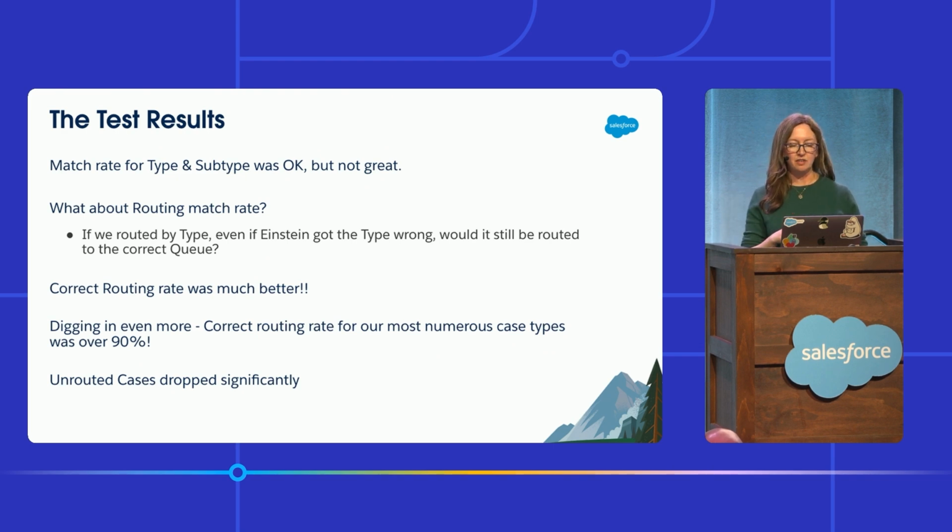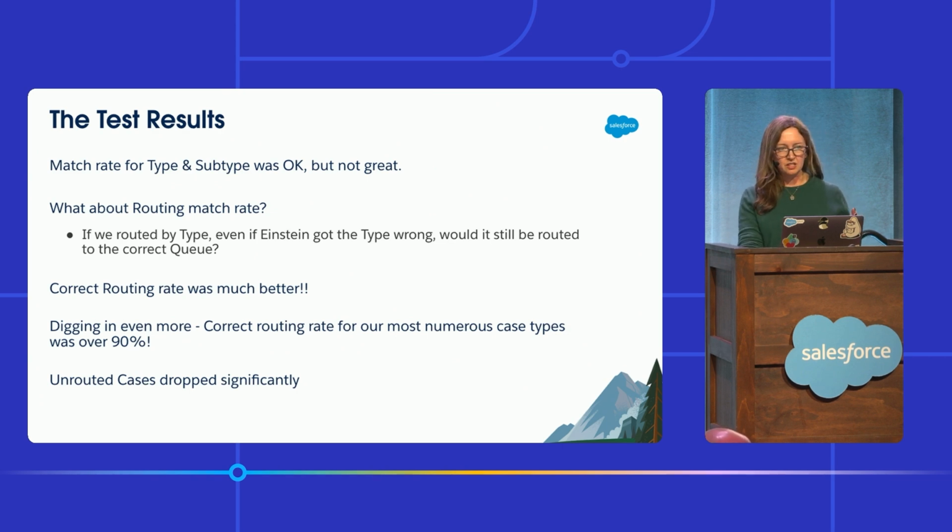And then digging in even more, when I looked at our most numerous case types, for those top 5 case types, it was over 90% accuracy. And again, this was a limited test. It wasn't all of our email to cases, but it was enough to be pretty stoked and present this to the support managers. The other thing I saw was that the number of unrouted cases that would have to be manually triaged dropped pretty significantly in this test.